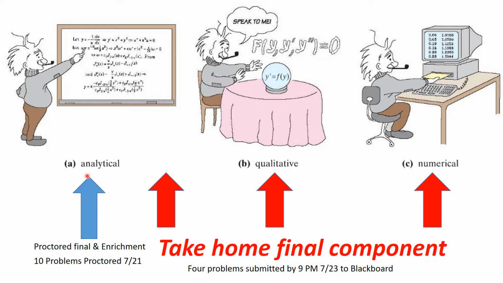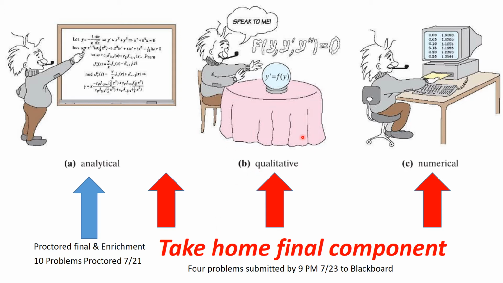I've talked previously about there being three fundamental kinds of approaches. You could approach things analytically, and that's what we did most of the time in this course. That's most of your notes look like this, I think. And that's going to be the character of the proctored final, and also the enrichment efforts actually. The proctored final will be 10 problems and is being proctored on 7/21. So it will fall into this category, and I will say more about that later, very soon, but later.